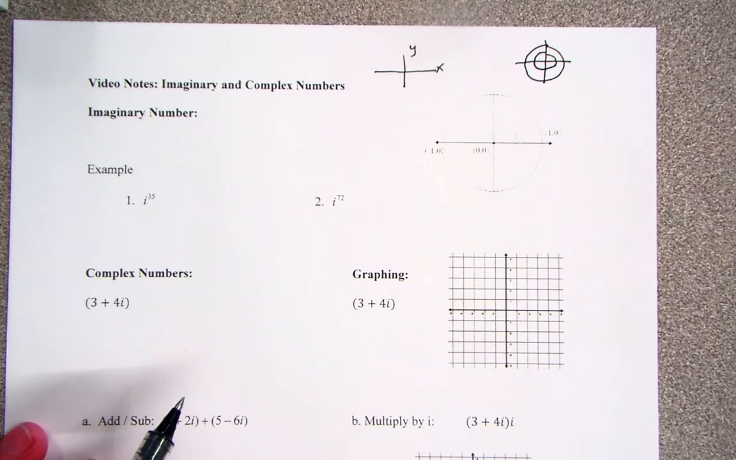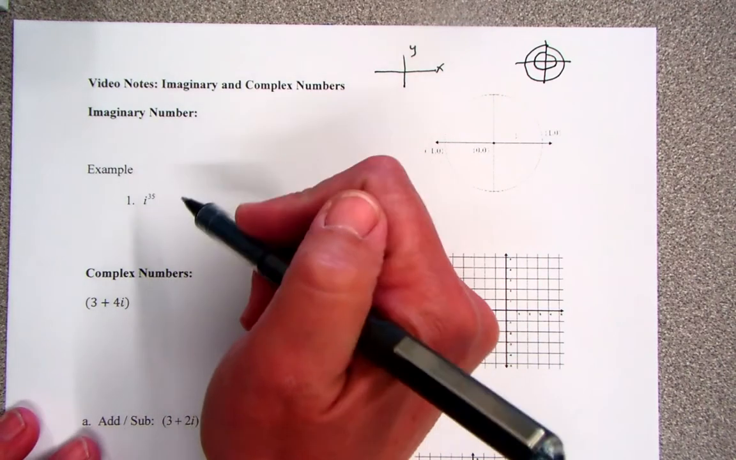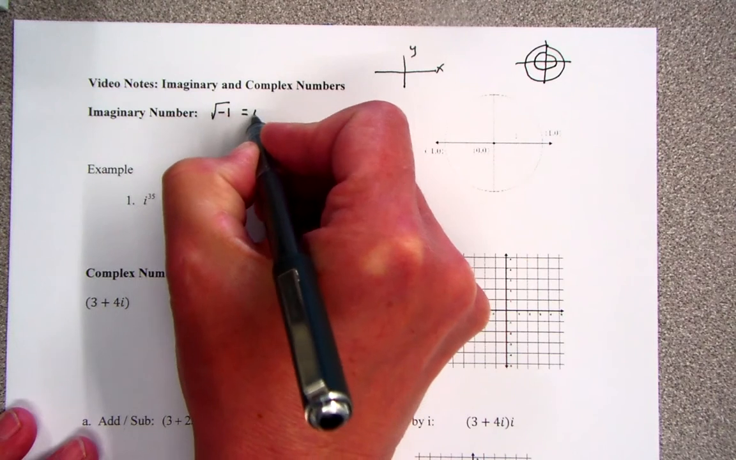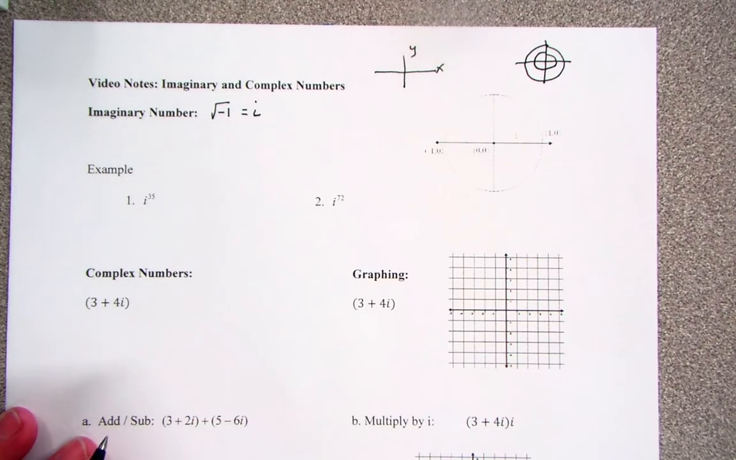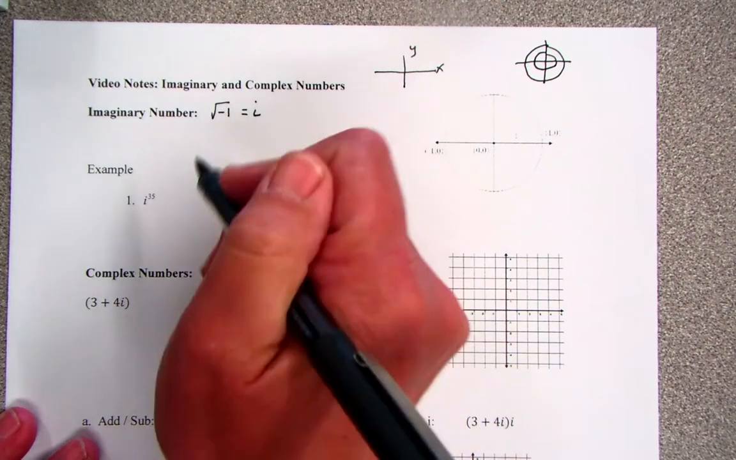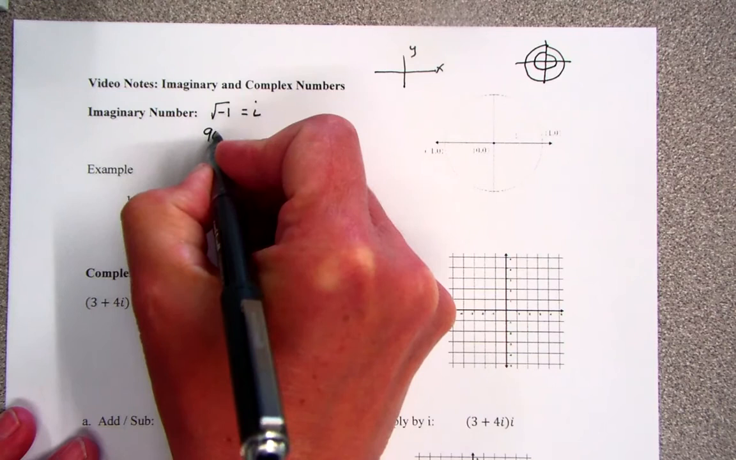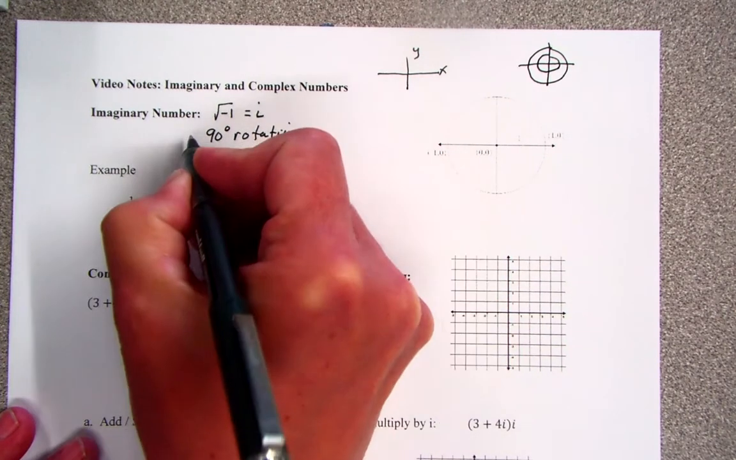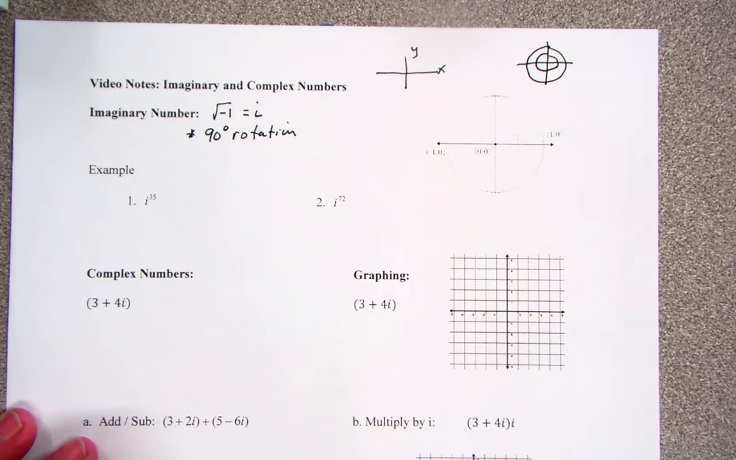It's called the complex number system, but first we must understand a little bit about an imaginary number. So an imaginary number has this definition. It is the square root of -1, and we're going to call it i. And so i is geometrically a 90-degree rotation. And this is really the essence of knowing anything about i.